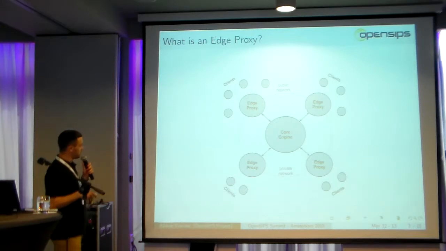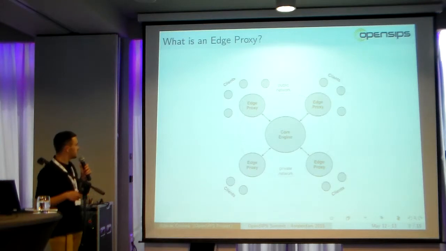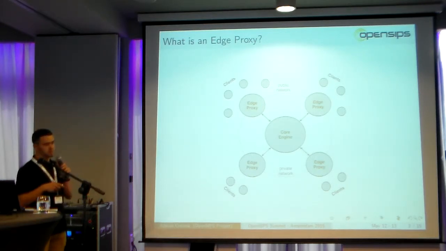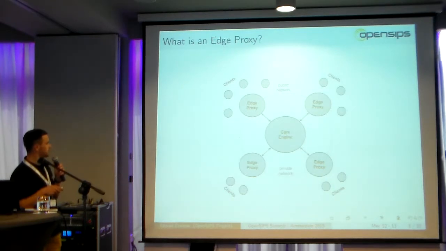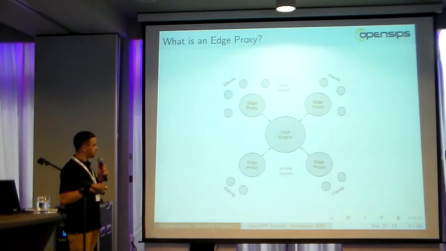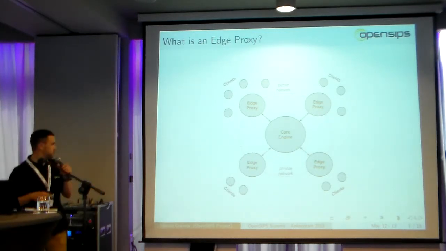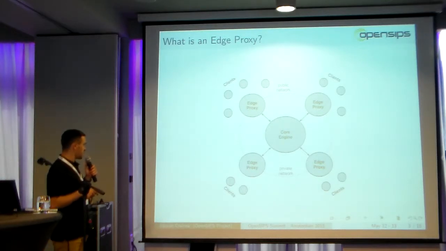So basically, this diagram shows a very smart core engine that has in front of it a few edge proxies that speak to the clients. So the clients do not speak directly to the core engine, but rather to the edge proxy. The core engine is inside the private network, so clients cannot go directly to the core engine, but here we have the public network.